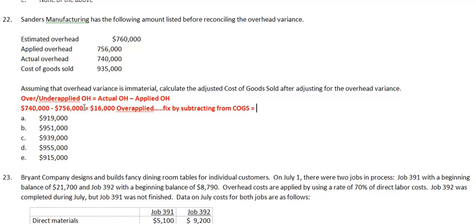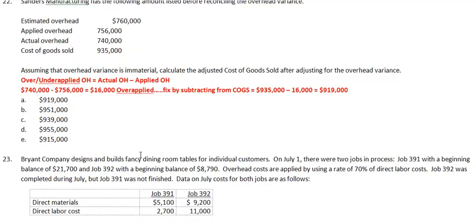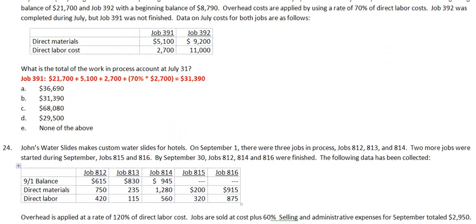Okay? So to get cost of goods sold to be the correct amount, you need to subtract anything that has been over applied. So if before the adjustment cost of goods sold was $935, then subtract from it the amount that you are trying to adjust. So I've got $935 minus the $16,000 over applied. So that's going to make your cost of goods sold $919,000 after the proper adjustment. Number 20 we went over in class. I'm sorry, 23 we went over in class.